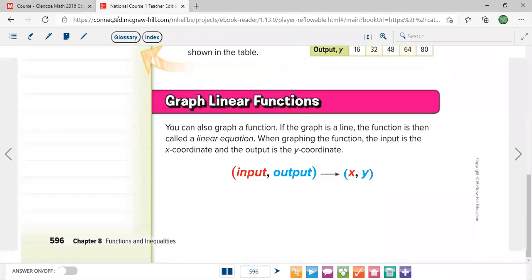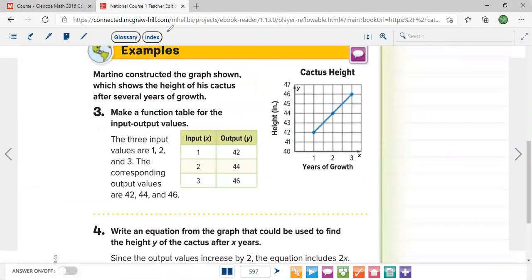Now, let's remember how to graph. We used to write any point as x and y, input and output. And we will take this point and plot it on the coordinate system, the x-axis and the y-axis. And we will check whether it is linear, means it forms a line or not. Let's take an example.